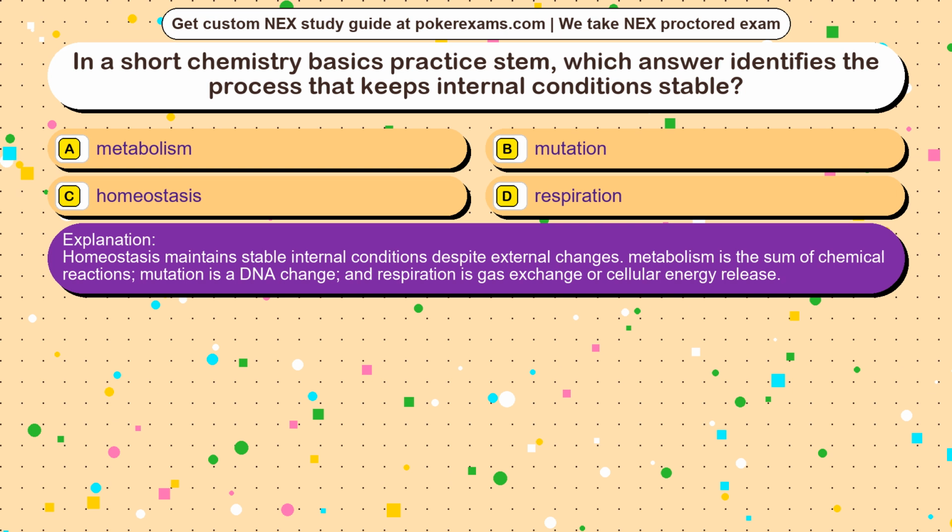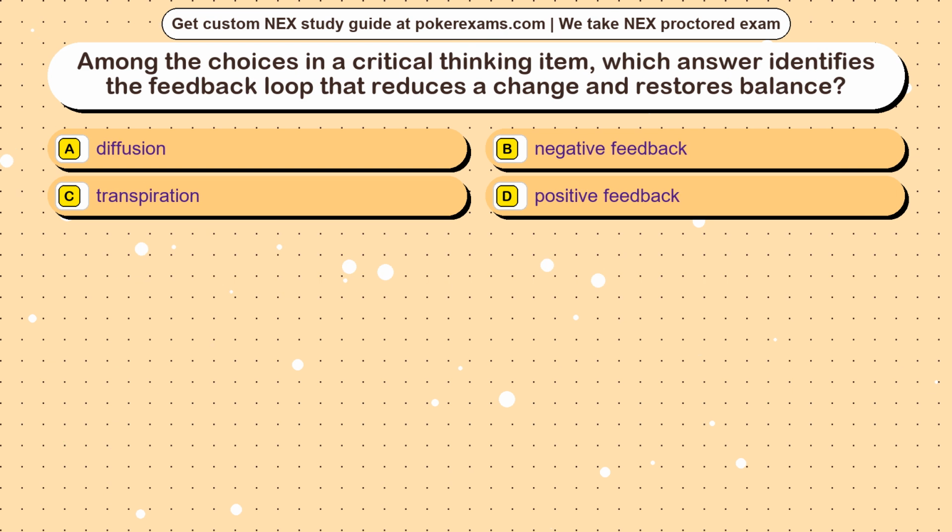Question 15. Among the choices in a critical thinking item, which answer identifies the feedback loop that reduces a change and restores balance? Option A, diffusion. Option B, negative feedback. Option C, transpiration. Option D, positive feedback.